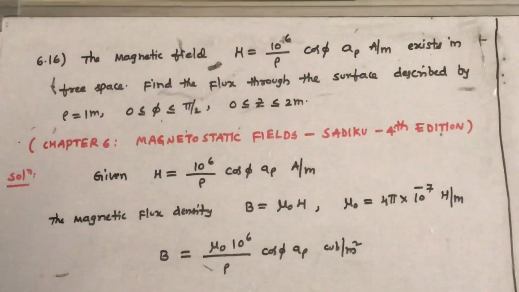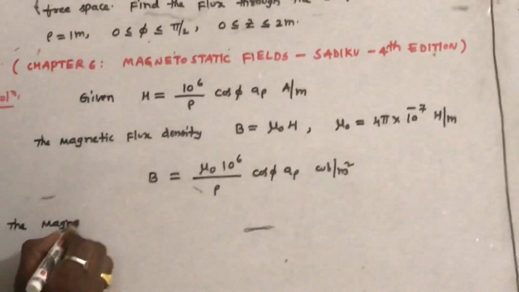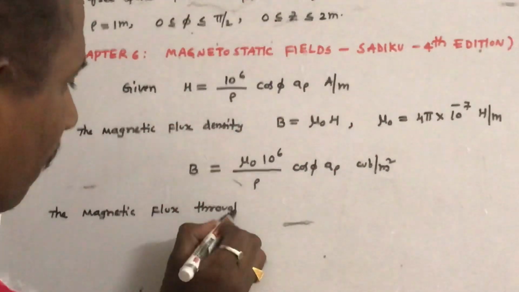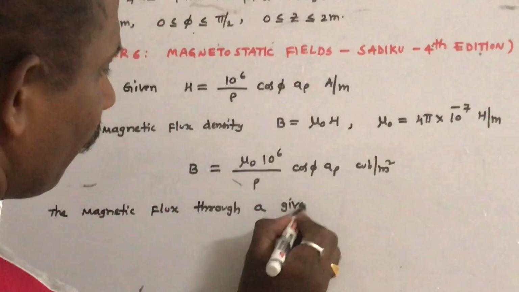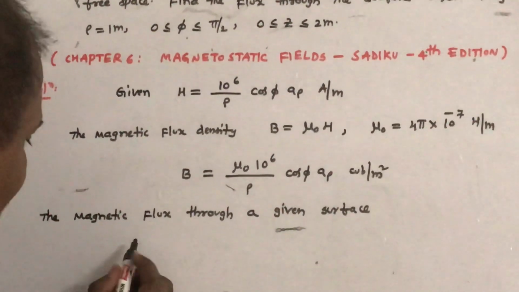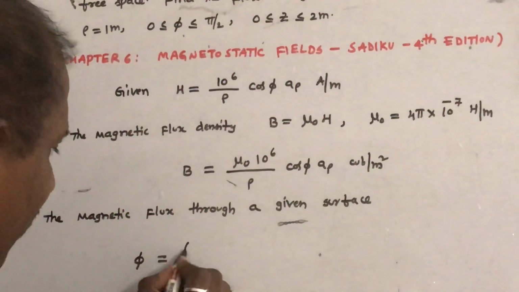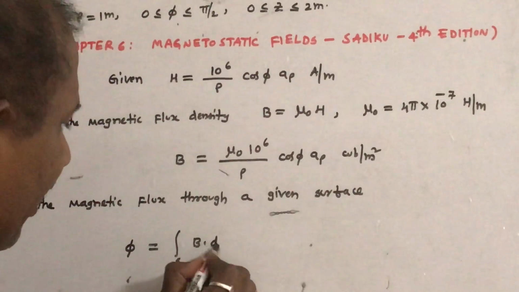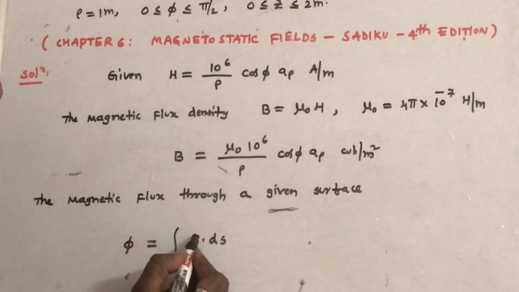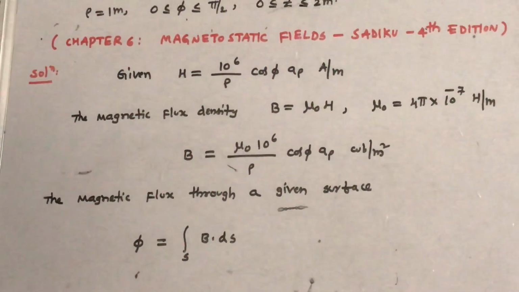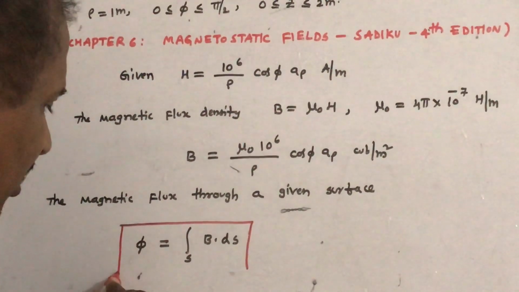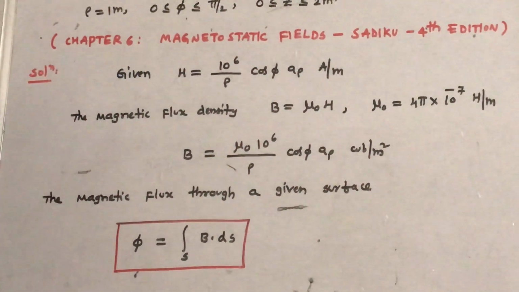Now the magnetic flux through a given surface. This is a very simple formula. The magnetic flux is represented by psi, and it is given by the surface integration of B dot ds. This is the flux crossing unit area, so the flux crossing any given area is the surface integration of B dot ds. This is the magnetic flux crossing through a given surface, so we have to use this formula.